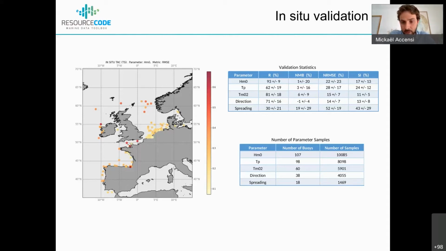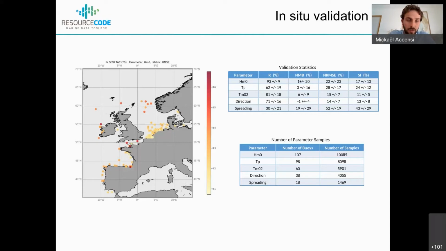And on the table below, you can see the number of buoys and the number of samples we have used depending on the parameters, because we don't have the same availability of the data depending on the parameters. And so looking at the statistics, you can see that for most of the parameters, we have a really good correlation coefficient. And we have a pretty low bias also. And the normalized root mean square error is around 20%, except for the spreading, which has a lower score. But it's also more complicated to get accurate results.